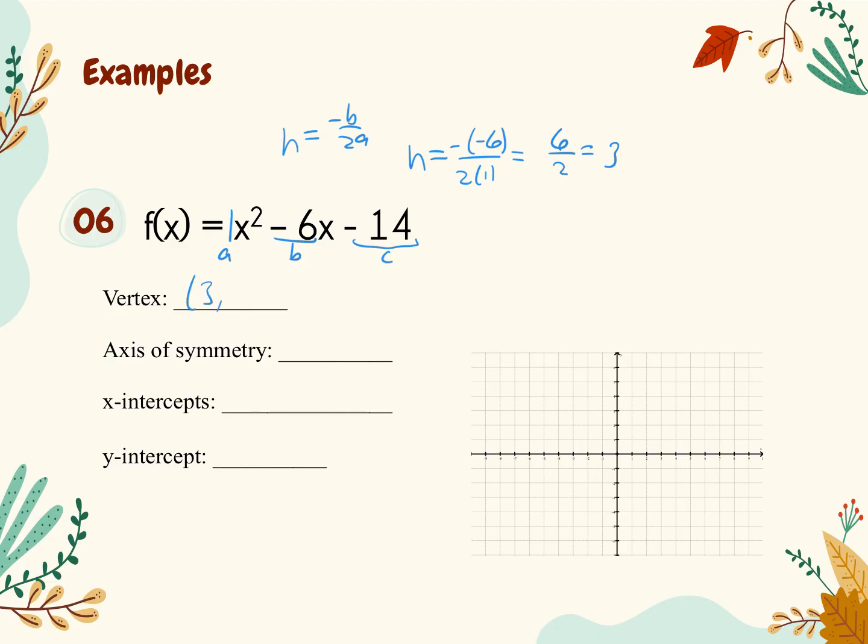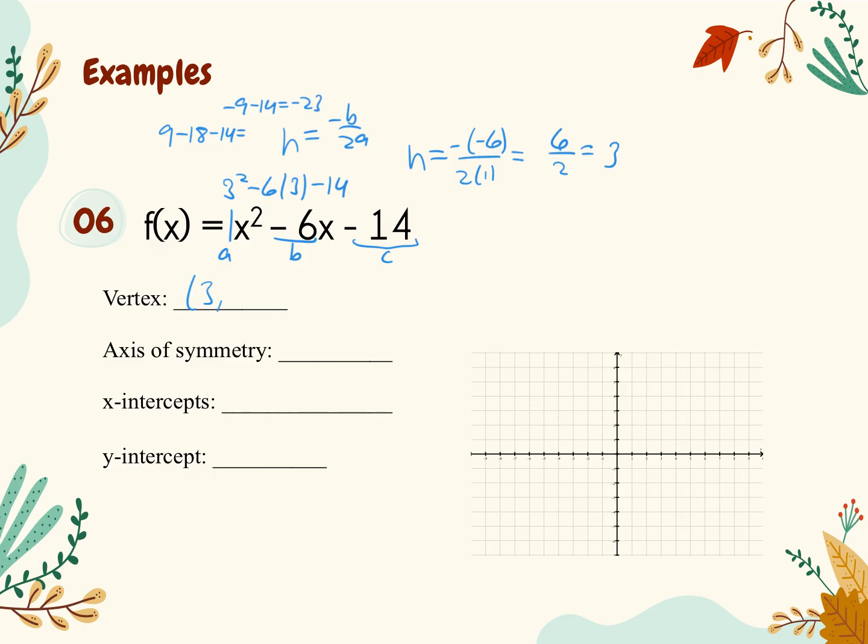To find the y coordinate, I'm going to plug in 3 into this function, right? So it's going to be 3 squared minus 6 times 3 minus 14. And so that's going to get us 9 minus 18 minus 14, which is negative 9 minus 14.